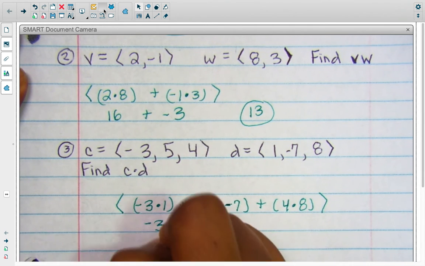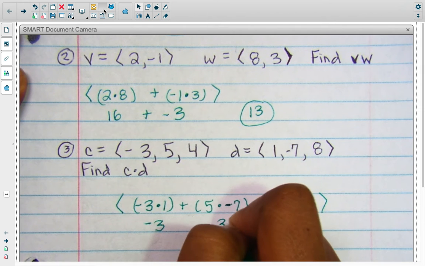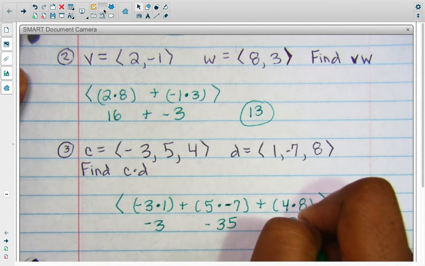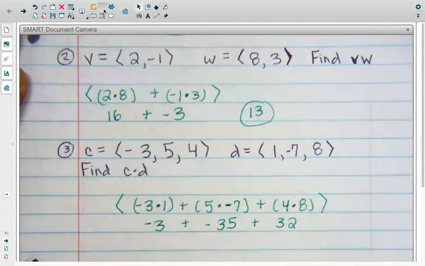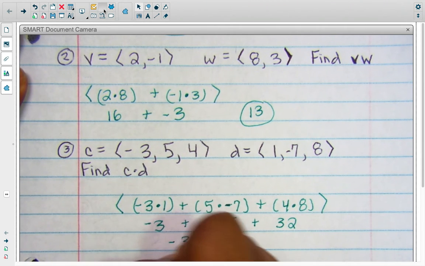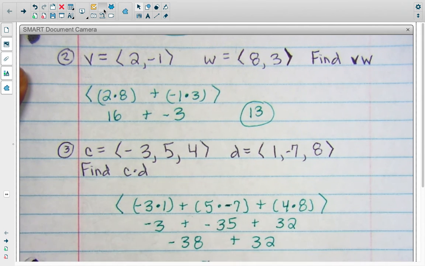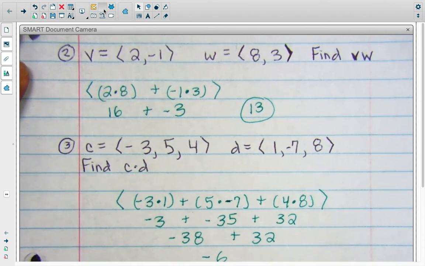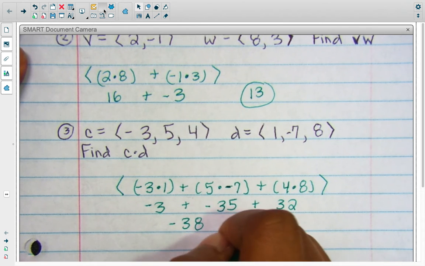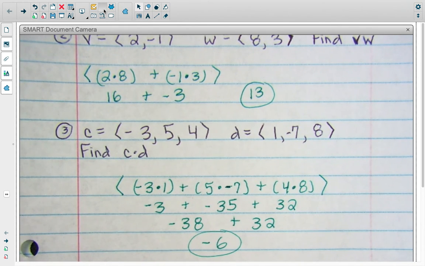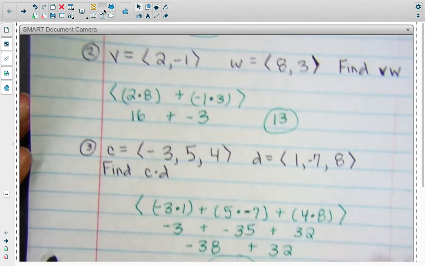This gives us negative 3. This gives us negative 35. This gives us 32. Okay. We add these together. This is going to give us negative 38. This is going to give us 32. And it's going to give us negative 6. Oh, sorry there. Negative 6. So first times first, add it to second times second, and if it's a 3-dimensional vector, then we do third times third.